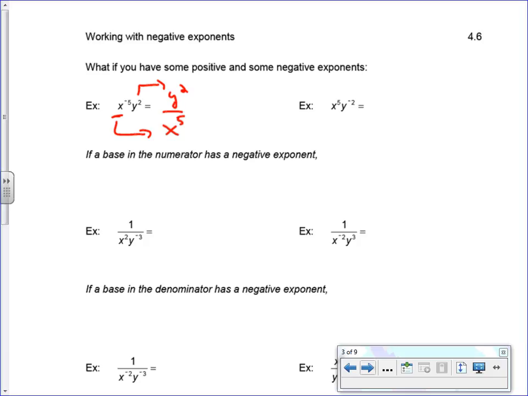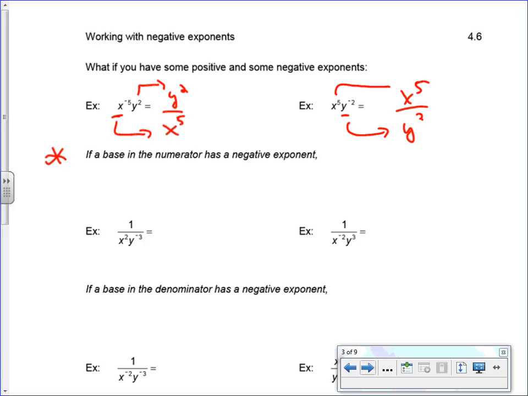Okay? So look at the second example. There's an x and a y. Which one of them has a negative exponent? The y. So what are we going to do with the x? Leave it at the top, and we're going to take the y, and we're going to put it on the bottom. So here's our little note right here.